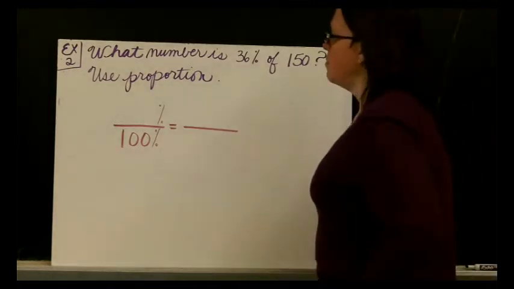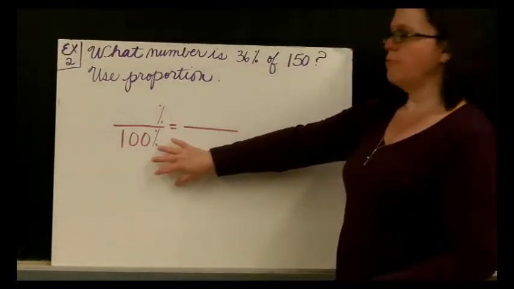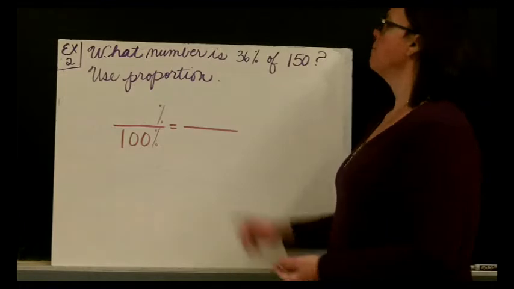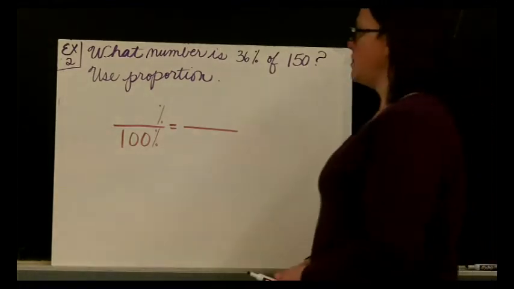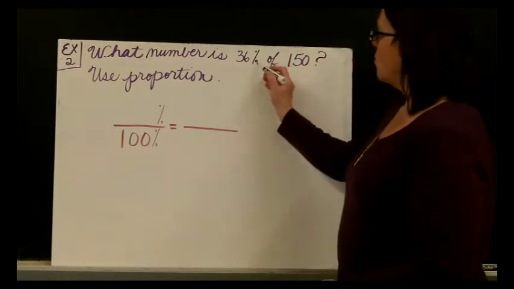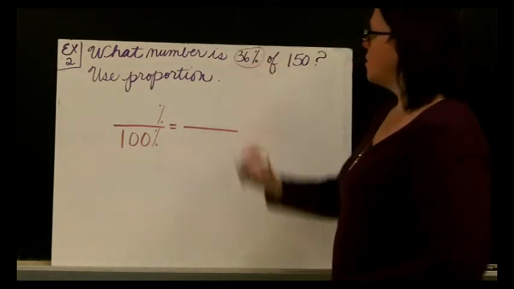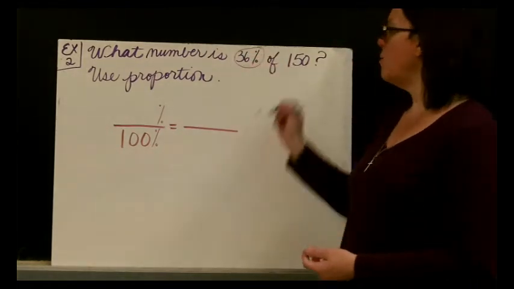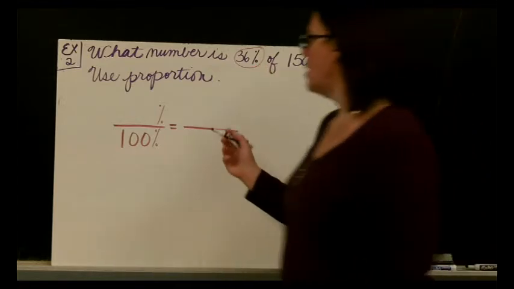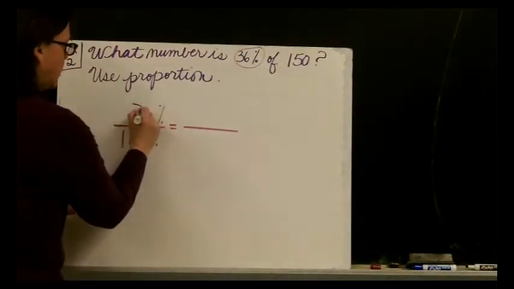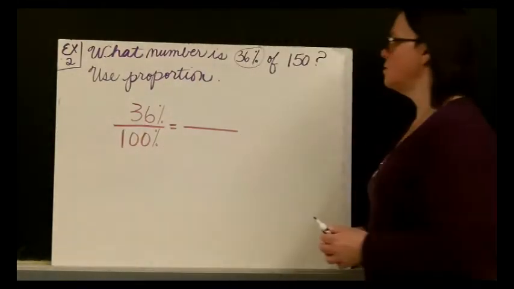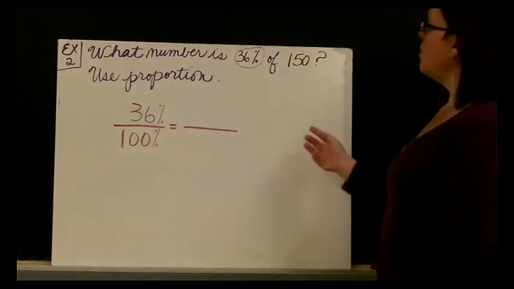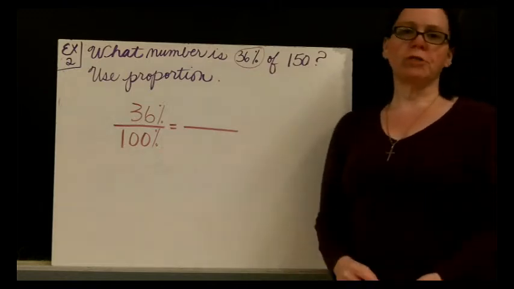Here's our second example. And notice I have my proportions set up already. What number is 36% of 150? Well, this should jump out at you right away. We like it when we have our percent because it's easy to see exactly where it goes. The percent goes with the percent. So now we have to decide where the 150 goes.